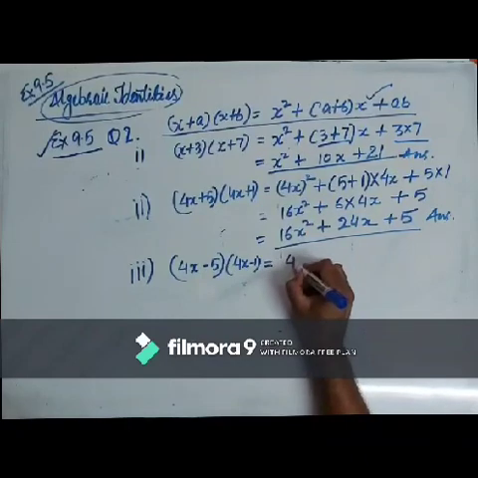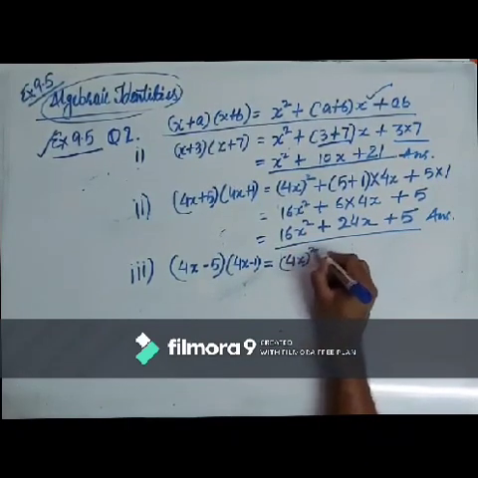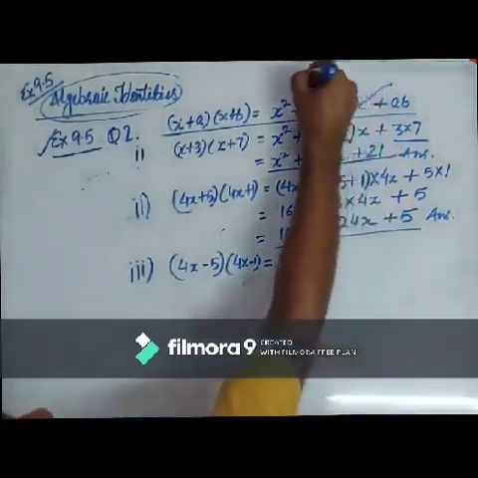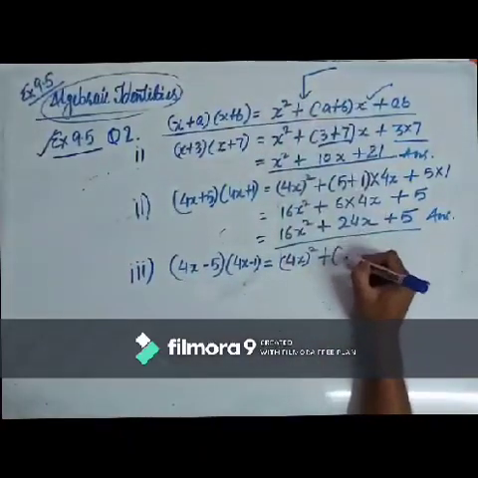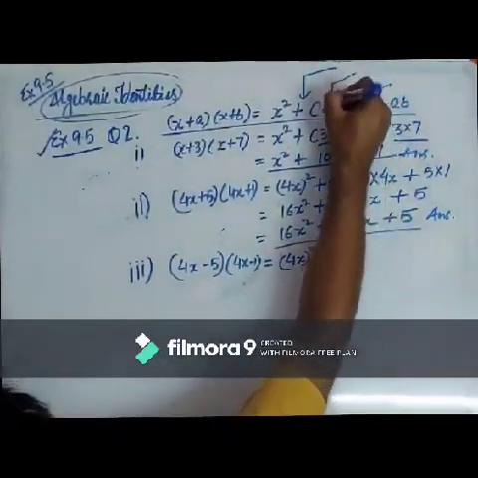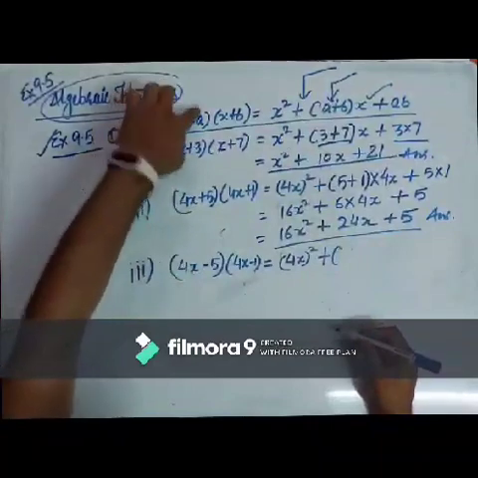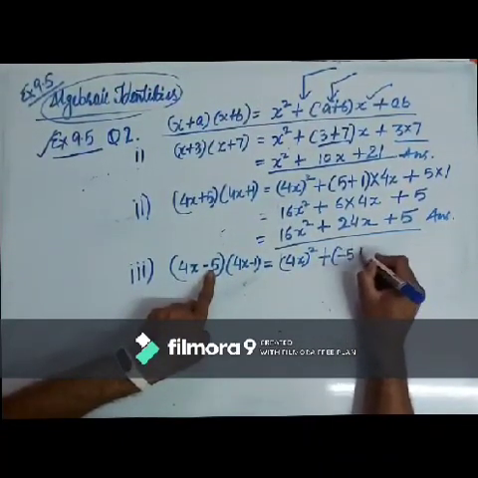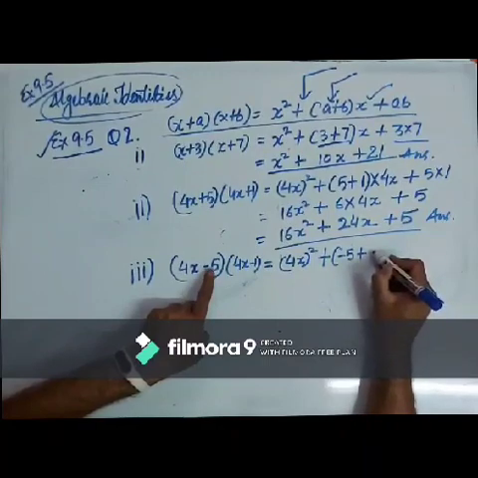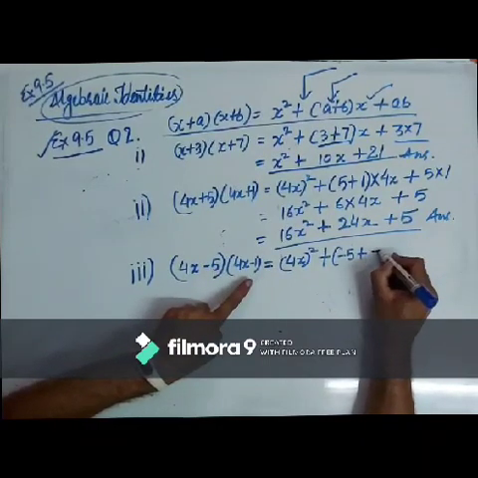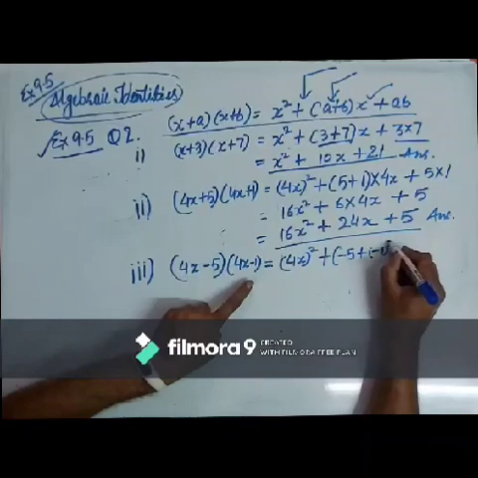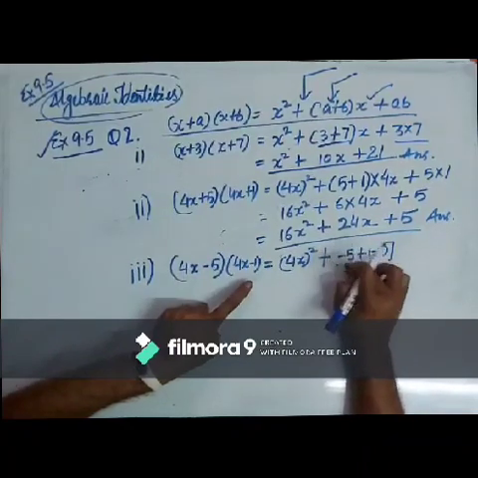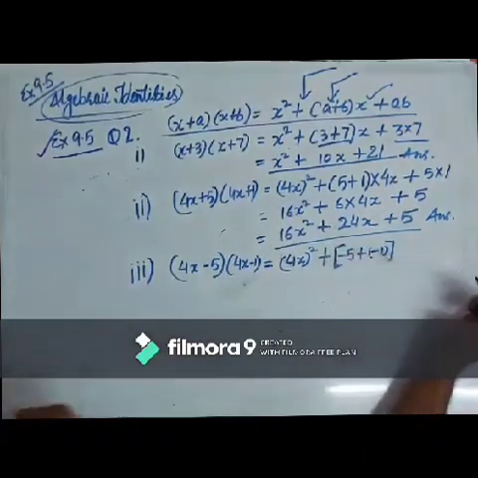So this is 4x whole square. Put plus sign here. Start with bracket. Write here a. What is a? For this, a is minus 5. Plus what is b? B is minus 1. So the small bracket and the larger bracket you can incorporate here like this.